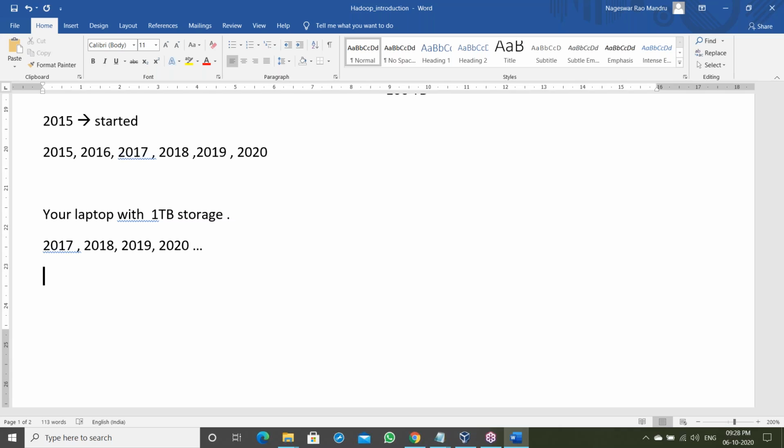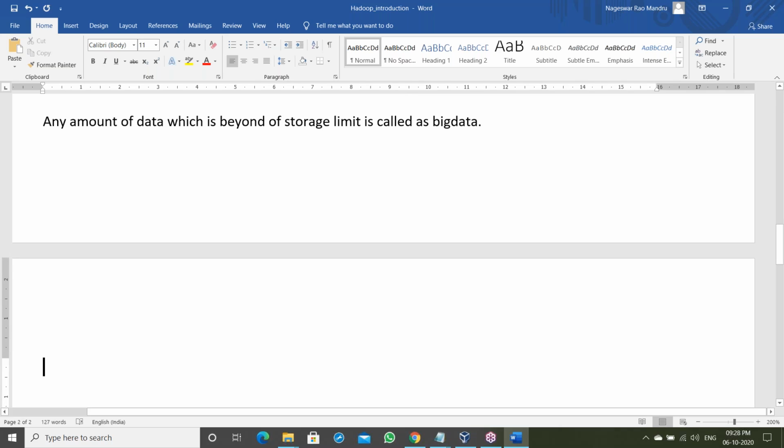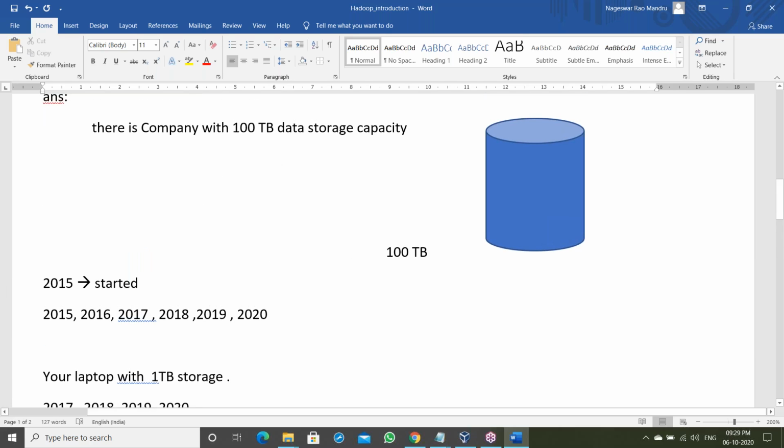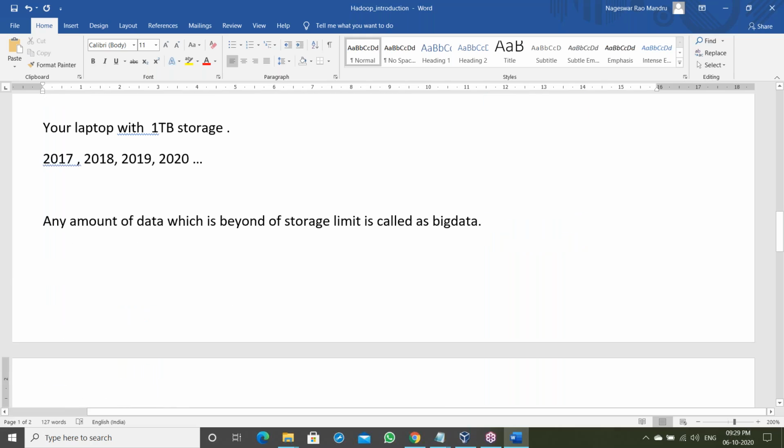So any data, maybe 1 GB or 2 GB, maybe 100 GB, maybe terabytes of data, any amount of data which is beyond the storage limits is called big data. That's it. This big data is not able to be processed by traditional systems and traditional databases. If big data is generated, traditional systems are not in a position to process the data.